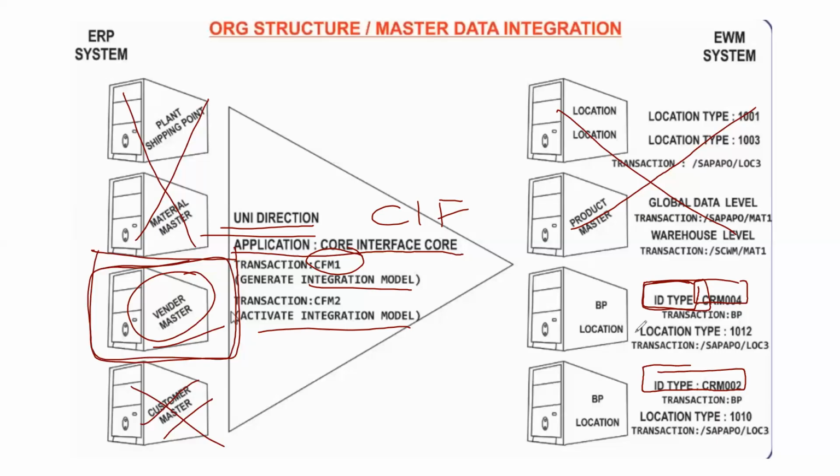If you check in the transaction SAP, APU, LOCP, you can also check the ID types there. It is not required as of now, but this is important for CRM004 and so on. We're going to check that part and come back. I'm going to create one vendor and one customer.